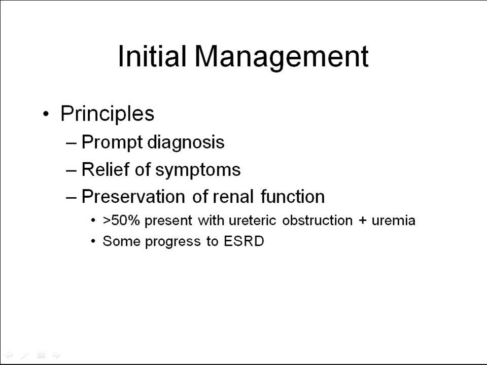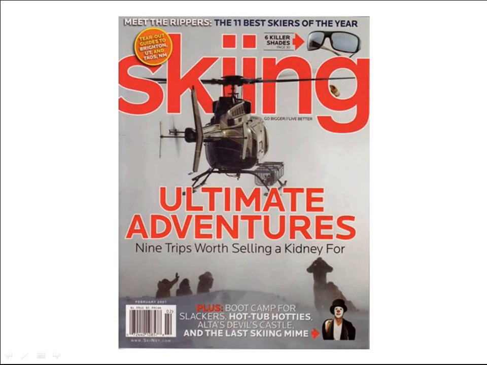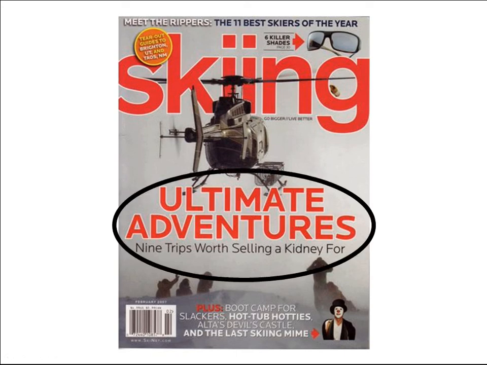So the initial management of RPF involves a prompt diagnosis. Again, these patients typically present 4 to 6 months after onset of symptoms, relief of symptoms, and preservation of renal function. As I mentioned previously, over 50% of patients will present with ureteric obstruction, although over 90% have ureteric involvement and uremia. Some patients will progress to end-stage renal disease, and if they do, they may end up with a kidney transplant from one of these guys.